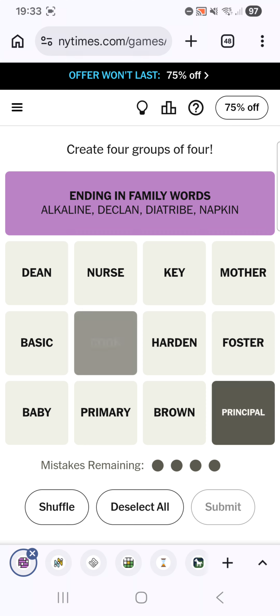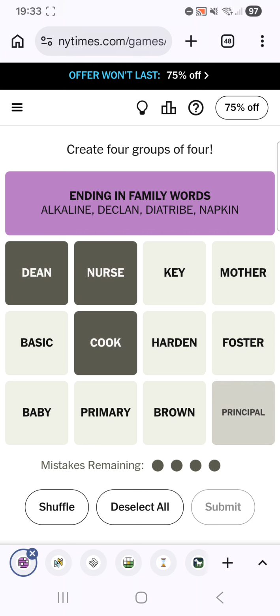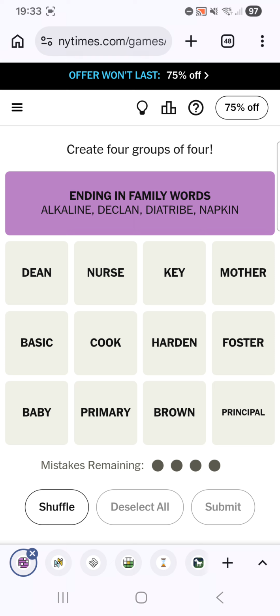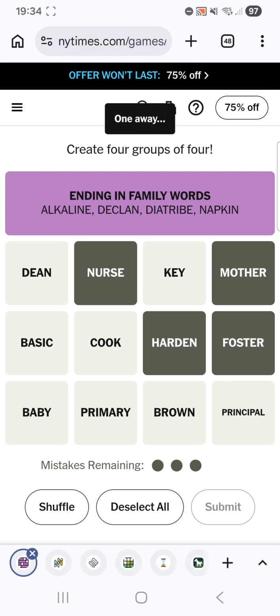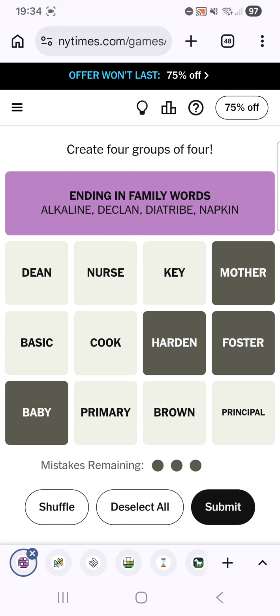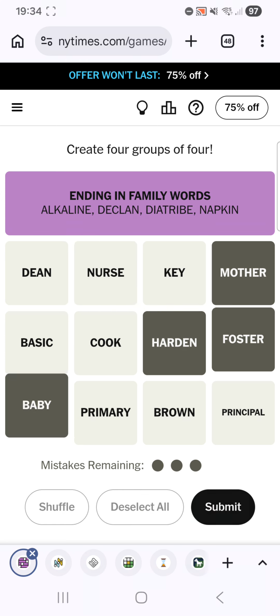Right. So, I'm still mentally assuming it's these 4 for now. If it is, what could that leave? I feel like maybe it's these 4 actually. Maybe nurse doesn't go in the other group because these 4 all mean to nurture. You can nurse something, mother it, foster it, harden it. Yeah, I think that fits. Oh, it's one away. Maybe it's baby instead of nurse then, because maybe nurse does go in the school group.